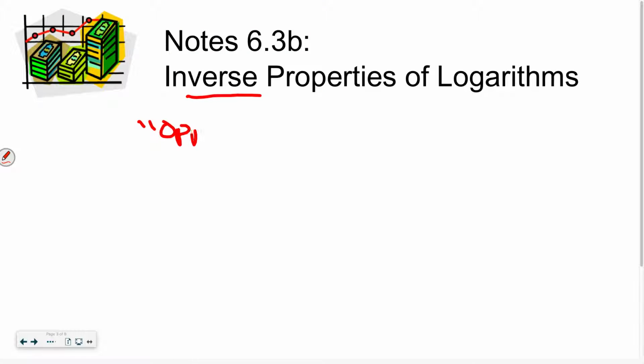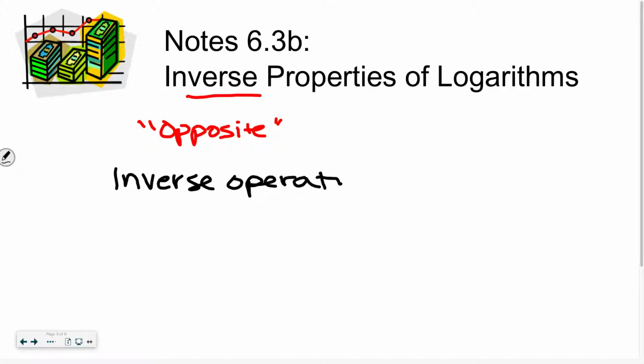Okay, the opposite. So I want to talk about inverse operations. Can you give me some examples? It would be a pair of operations that are opposites or inverses of each other. Liam? Those are additive inverses of each other, but I'm talking about operations.